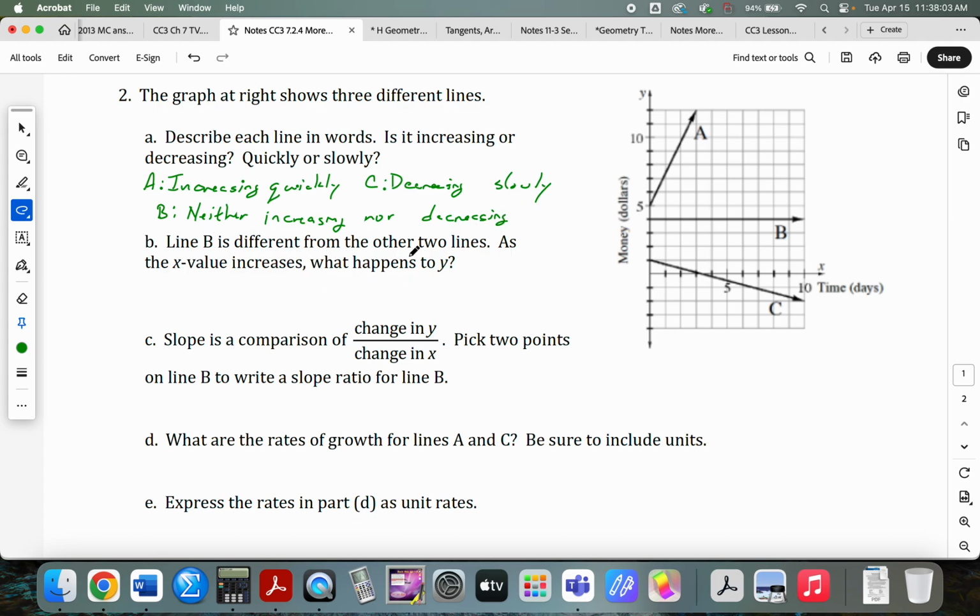So line B is different from the other two lines. As the x value increases, what happens to y? It stays the same.